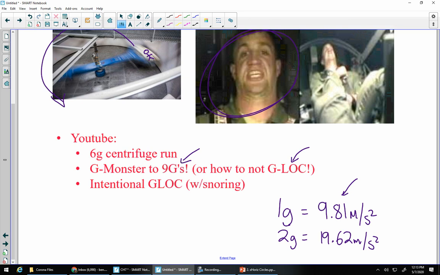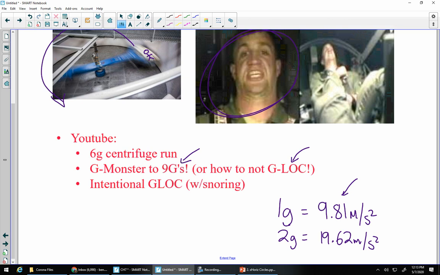And then the last one is where a person intentionally goes into G-lock, or intentionally passes out. So they're just relaxing everything, and you kind of see how that looks. So again, put it on pause, go check out the 3 videos. It's pretty entertaining stuff. I'll let you do that now.